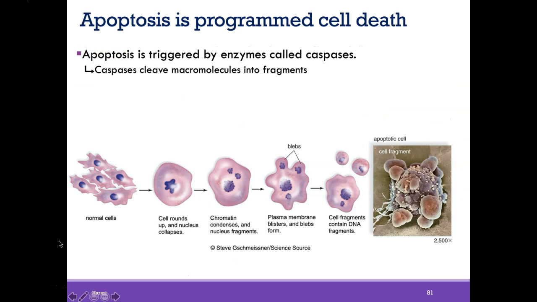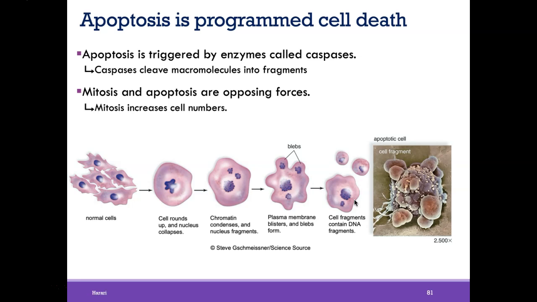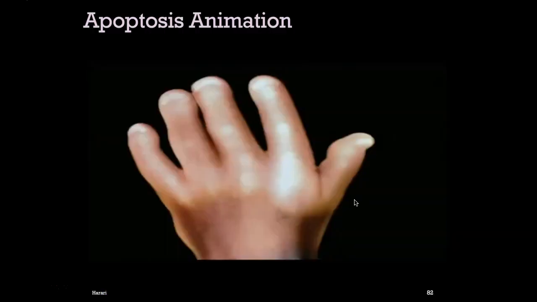Apoptosis is triggered by enzymes called caspases. And what caspases do is they cleave all the macromolecules into fragments. So they chop up all the DNA, all the proteins, all the fats, until the plasma membrane blisters into what are called blebs, little fragments. So mitosis and apoptosis are opposing forces. Mitosis increases cell numbers, apoptosis decreases cell numbers.